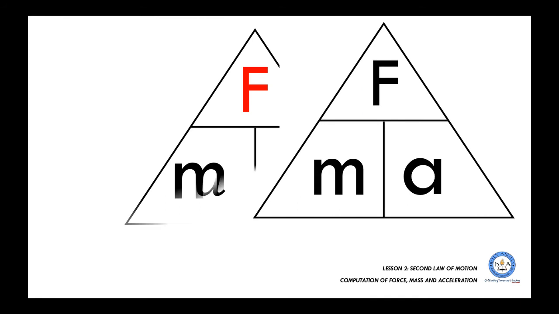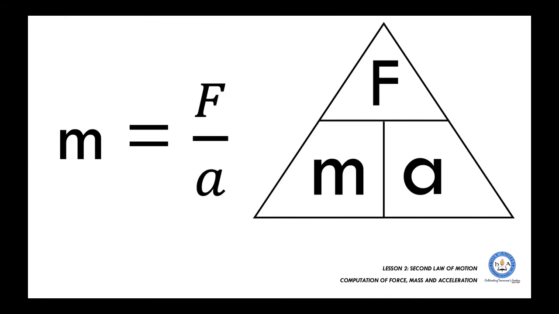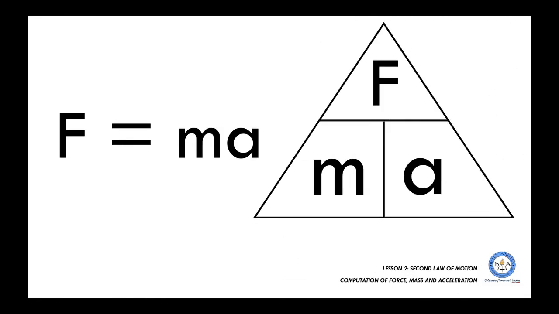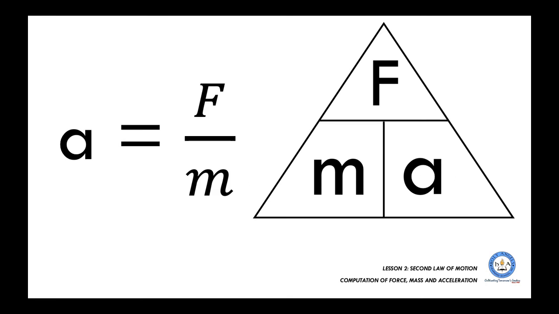If we're looking for the mass, then it's going to be force divided by acceleration. Then if you're looking for acceleration, then you will have to proceed by dividing the force by mass. And if you're going to get the force, then force is equal to mass times acceleration. Let's begin with the first example, which is acceleration.